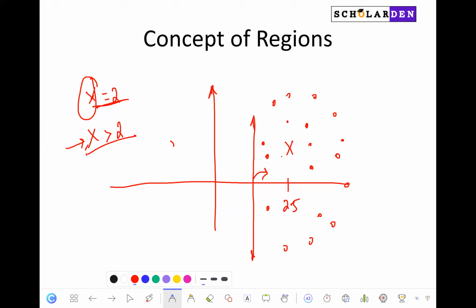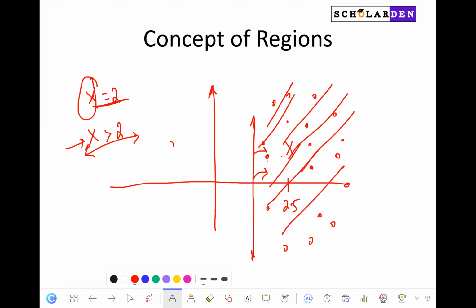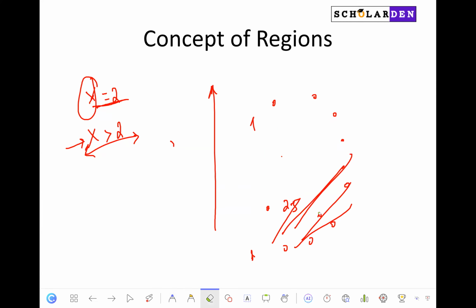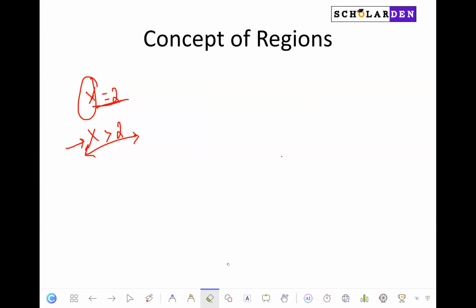So now this does not represent a point or a line, but this entire region that lies to the right of this line. All this area that lies to the right of this line satisfies this expression, x is greater than 2. I hope that this has made sense to you, and I'm going to quickly do that once again.